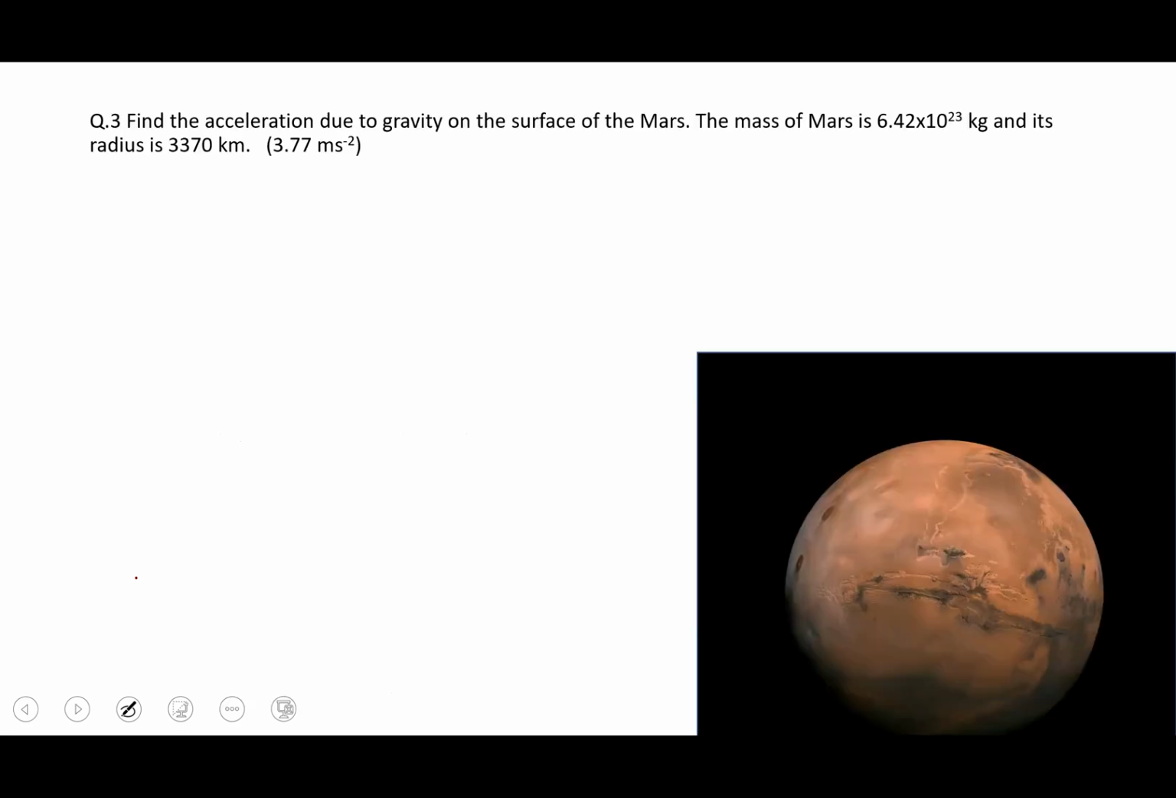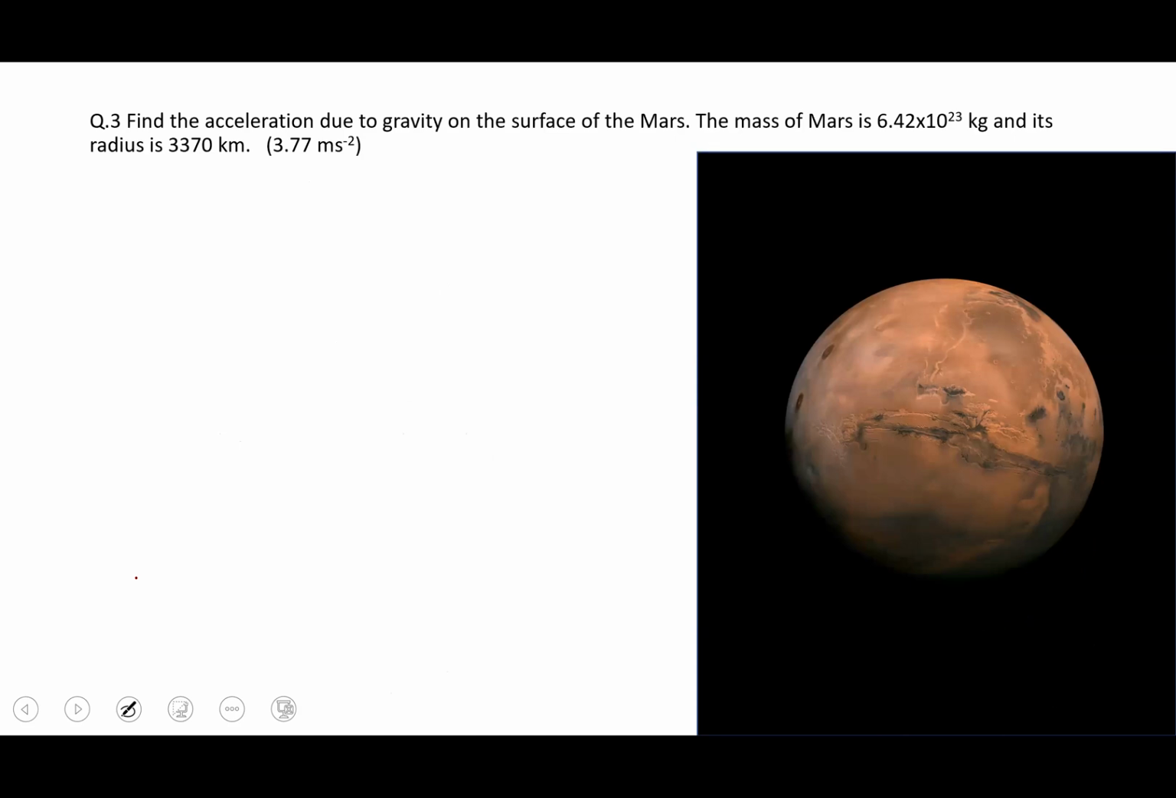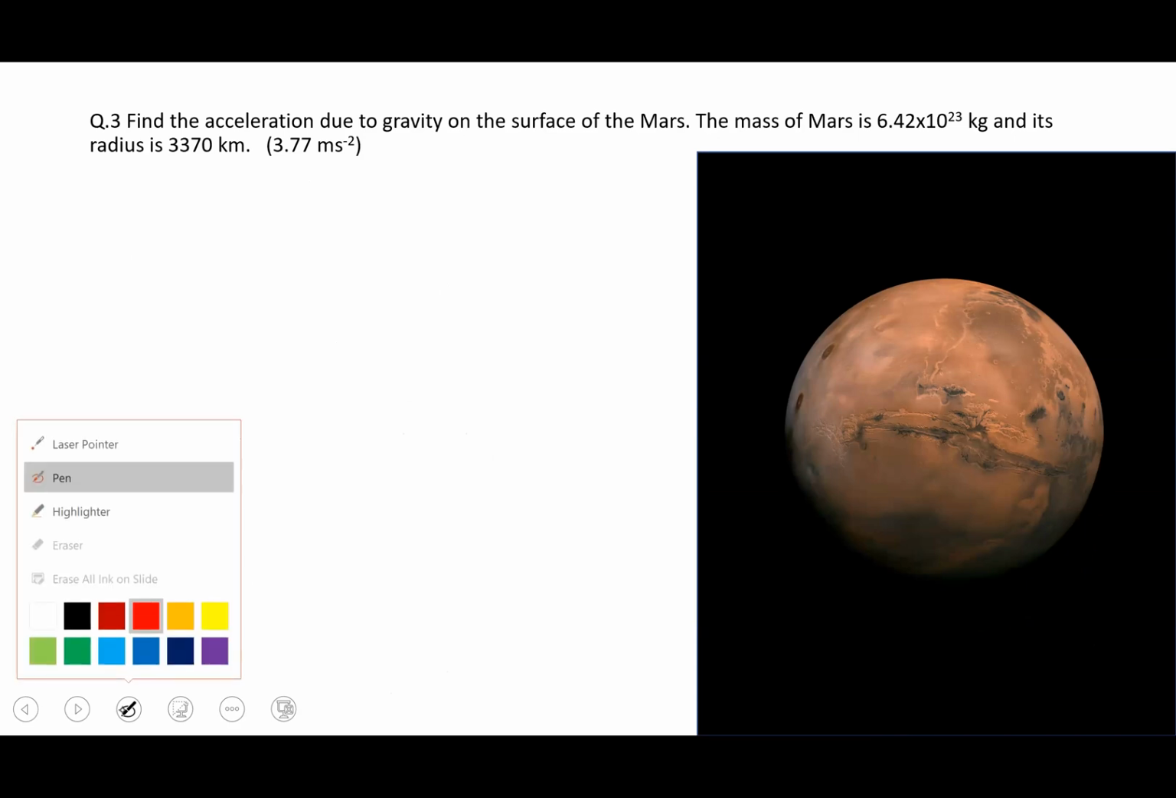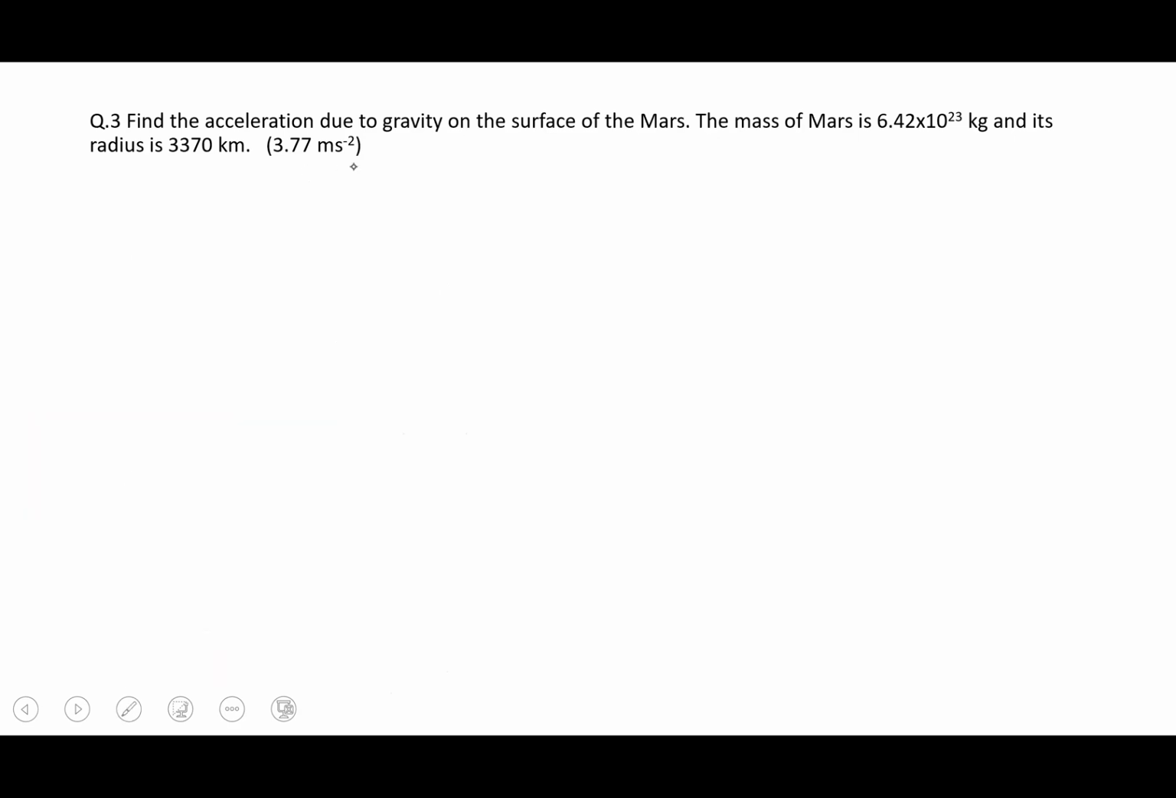Moving on to question number 3, it says find the acceleration due to gravity on the surface of Mars. The mass of Mars is 6.42 × 10^23 kilograms. Its radius is 3,370 kilometers. The answer should come out equal to 3.77 meters per second squared.